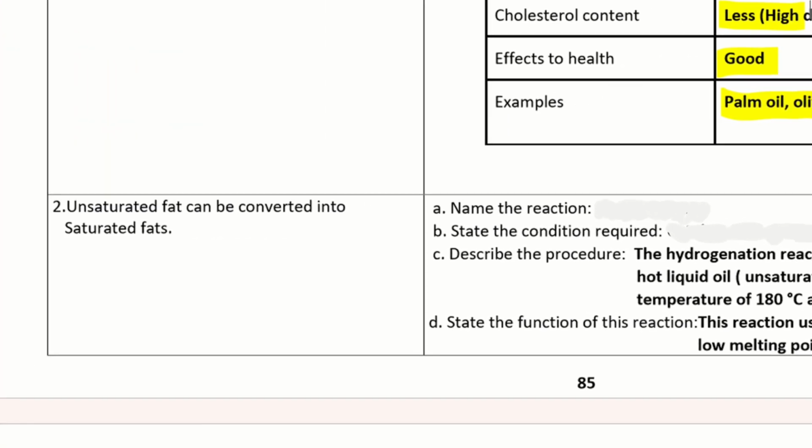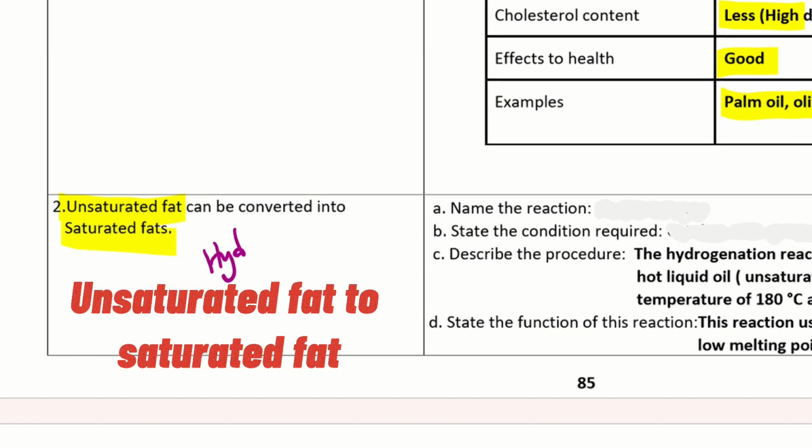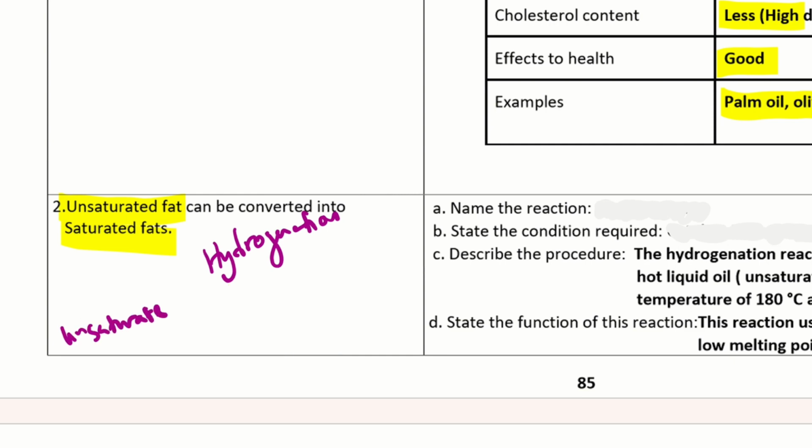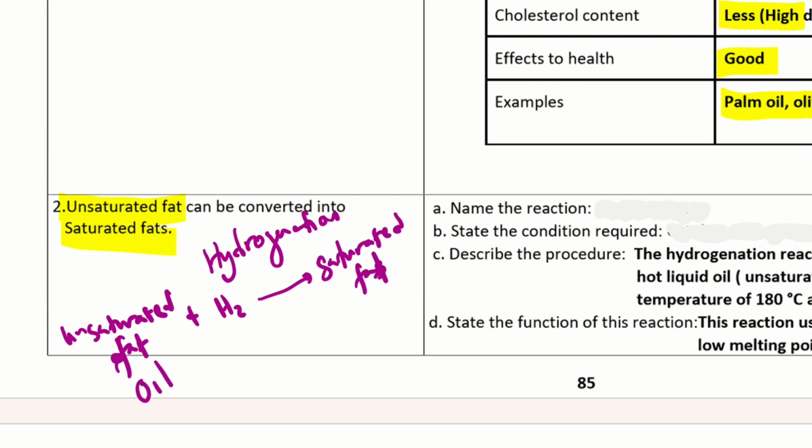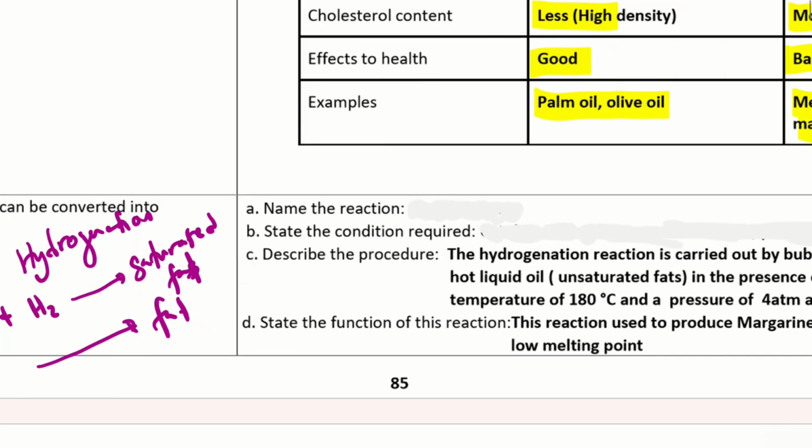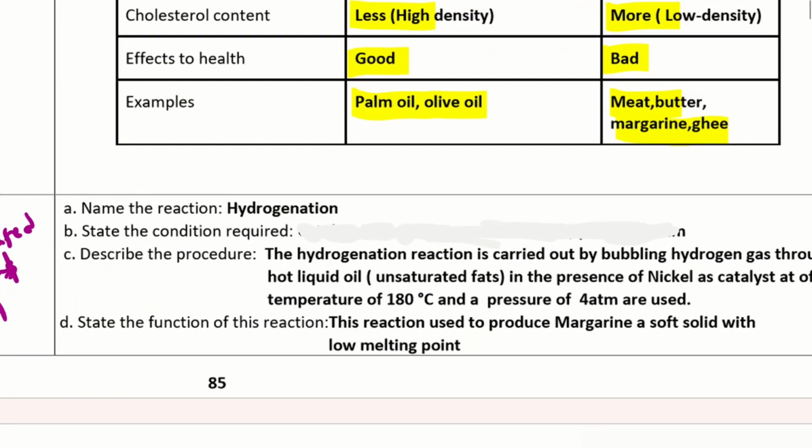If we want to convert the unsaturated fat to saturated fat, please remember the name of the process is the hydrogenation process. So we take the unsaturated fat and add hydrogen gas to convert it into saturated fat. The unsaturated fat, which is oil, will be turned into fat. So the name of the reaction is the hydrogenation process, and the conditions required in this reaction: we need nickel catalyst, temperature 180 and pressure 4 atm. Please remember catalyst nickel, temperature 180 and pressure 4 atm.